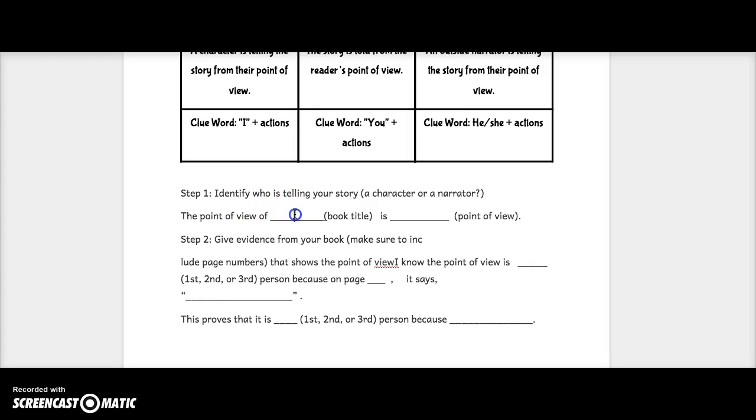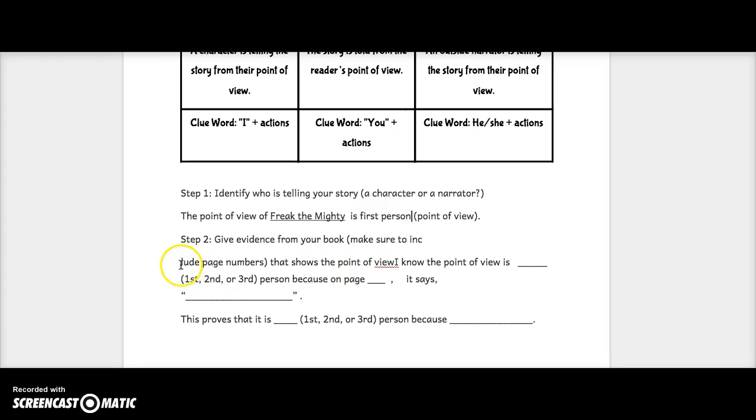So for my example here, I'm going to be using our book, Freak the Mighty. And just a reminder that because that's a book title, I'm putting that in italics. And I'm thinking about Freak the Mighty, and what point of view is Freak the Mighty? And if I look on my book, I start to see that a character is telling my story, and that character is Max. And so that means the point of view of my story is first person because I'm noticing that a character, Max, is telling the story, and I've noticed there's that clue word, which is I plus the actions. So the point of view of Freak the Mighty is first person.